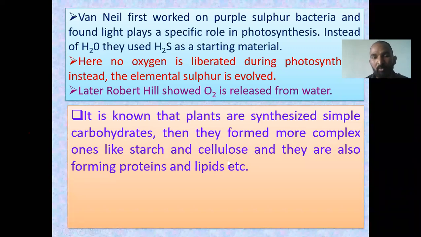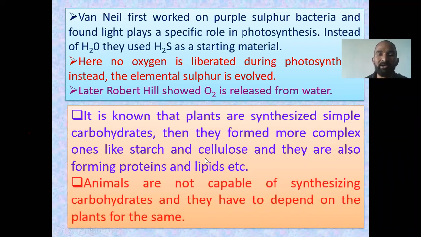Cellulose: many plants' cell walls are mainly composed of cellulose. So it is also one type of carbohydrate. And these carbohydrates are also used to form proteins and lipids by the various metabolic pathways in the plants.